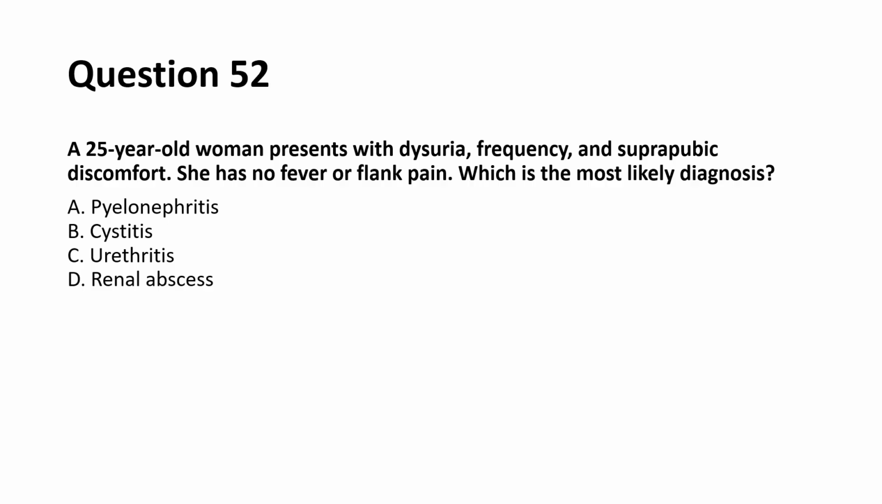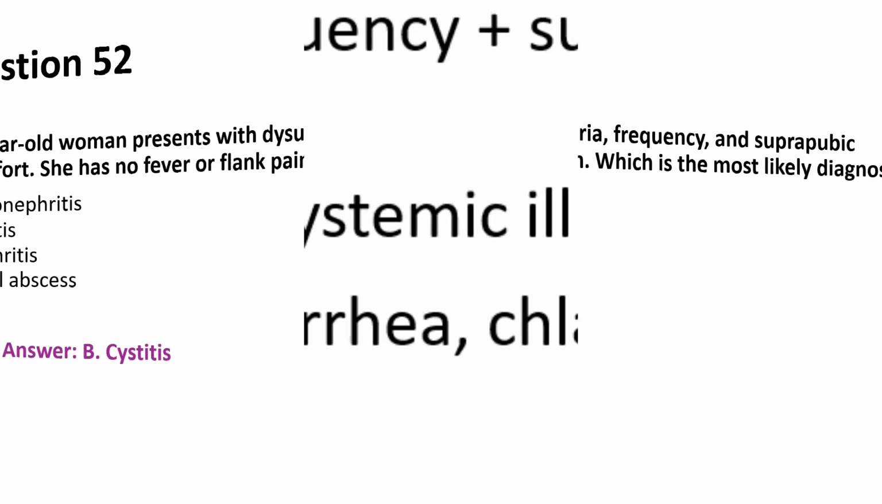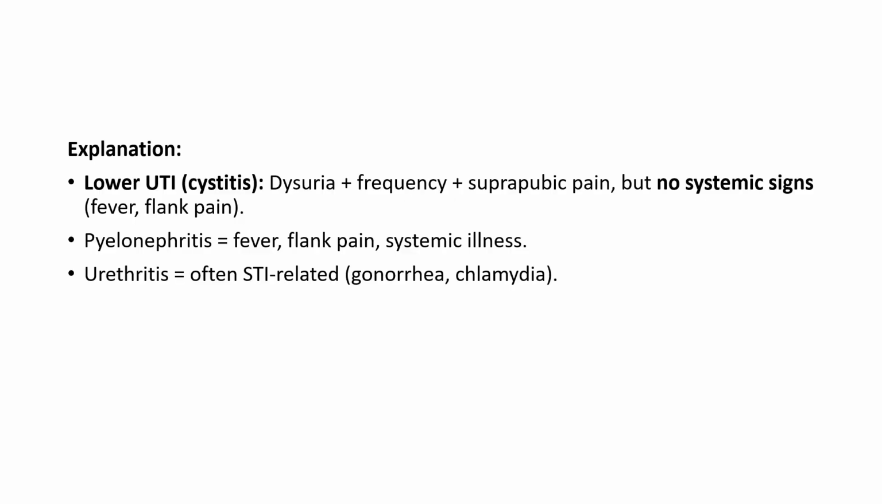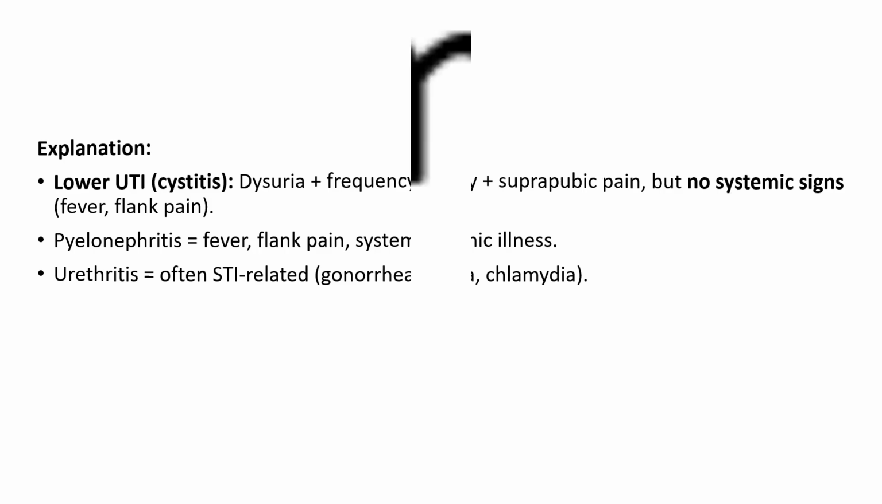The correct option is cystitis. Cystitis is lower urinary tract infection and presents with dysuria, frequency, suprapubic pain, but no systemic symptoms. In pyelonephritis, you have fever, flank pain, and systemic symptoms. Urethritis is often STI related, like gonorrhea or chlamydia.